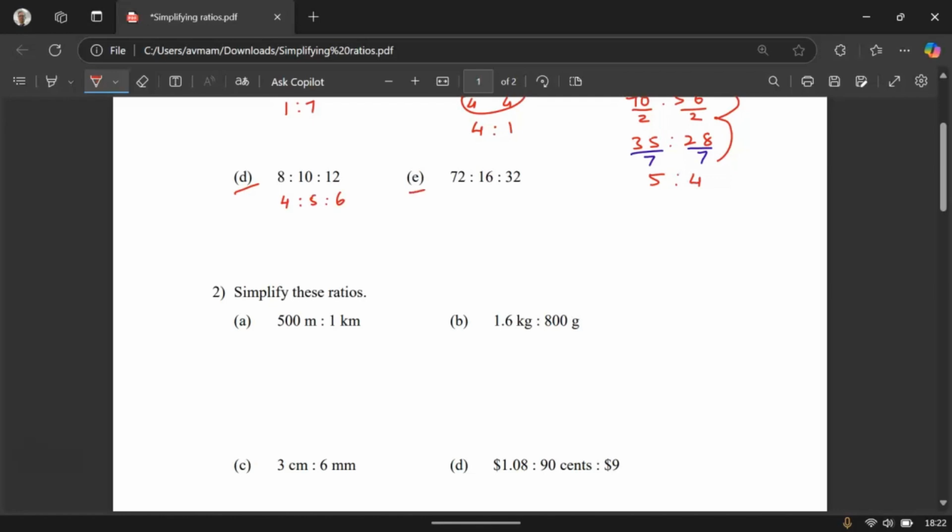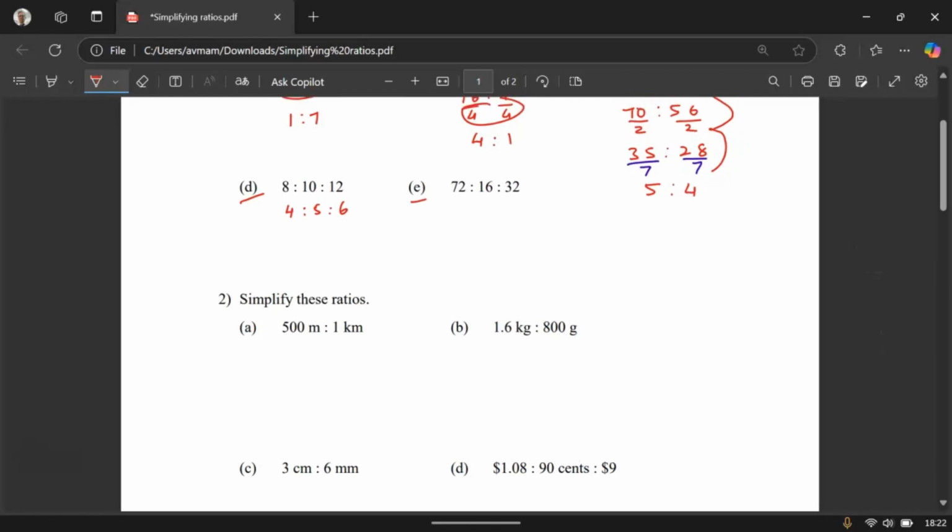In part E, 72, 16 and 32, let's divide by 8. 72 divided by 8 gives you 9, 16 divided by 8 is 2, and then 32 divided by 8 is 4. And then that's that. We can't simplify any further because there is no common factor between 9, 2 and 4.